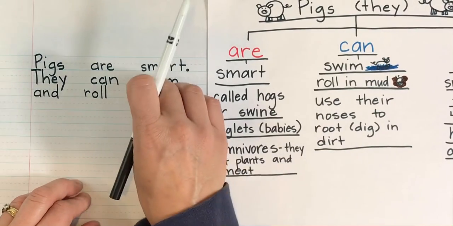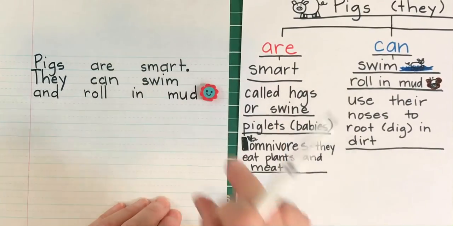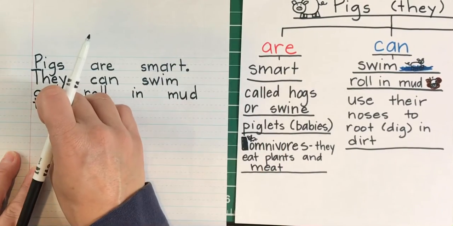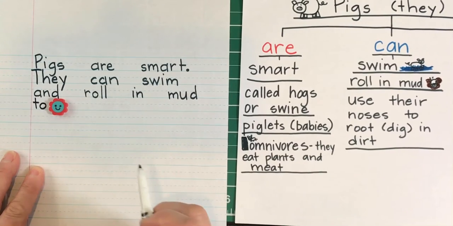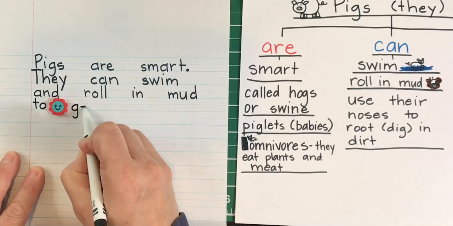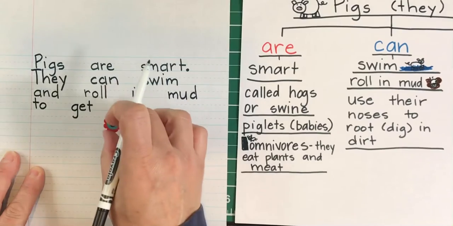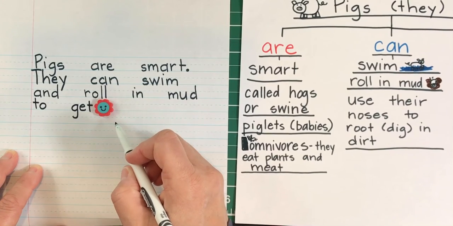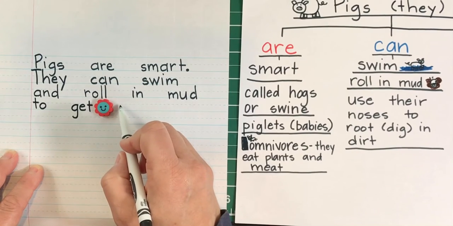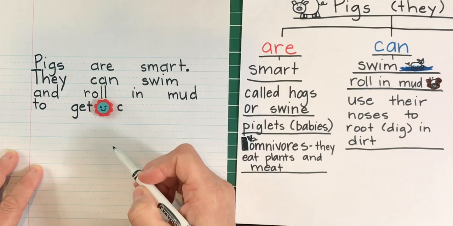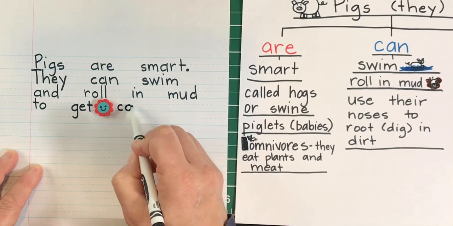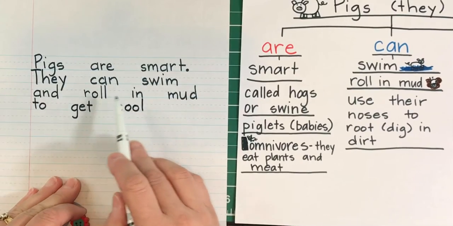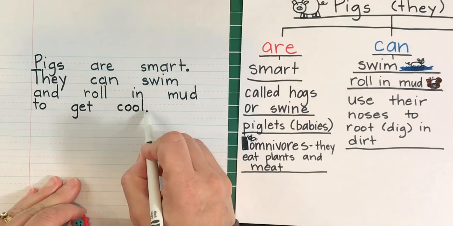It doesn't say why on my tree map, but I know why. Ooh, if I leave a space, there's no room. Go to the next line. To get, I think that's what I said, to get cool. To get. G. Et. To get cool. Ooh, it could be a K or a C. If you put either one, that's great. You're listening to your sounds. I've been doing this a long time, so I know cool starts with a C. Ooh, we know the ooh sound is double O, two O's. Cool. They can swim and roll in mud to get cool. I need to end my sentence with a period.